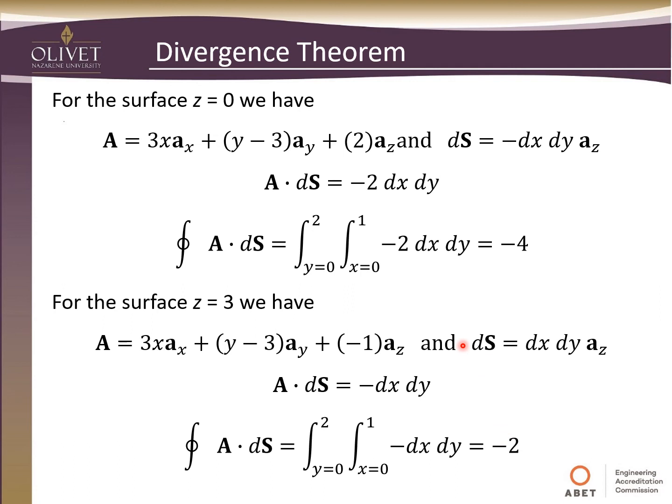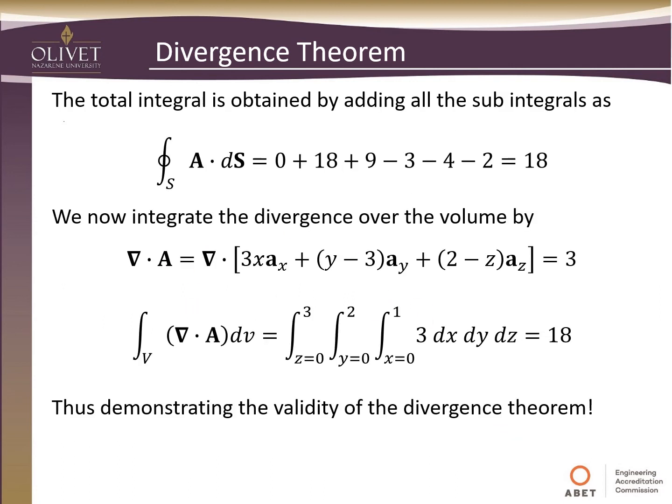So we've now integrated over all 6 sides. The total integral is obtained by adding all these together. If you go back and add them all up, we get 18. You can see that took a little bit of time to do, whereas we could just do this using the divergence theorem.